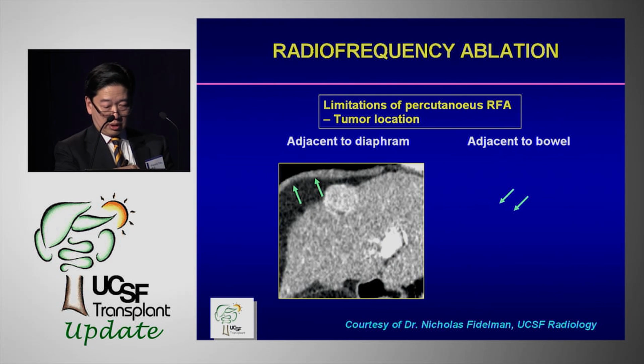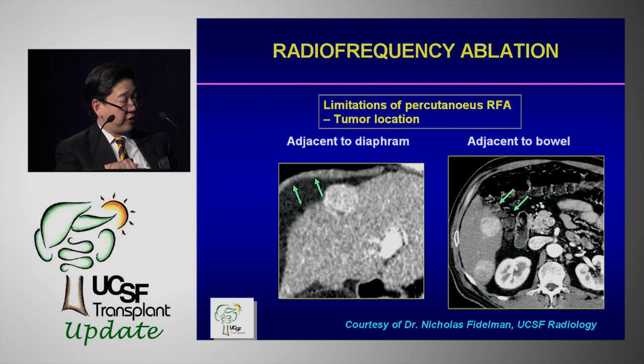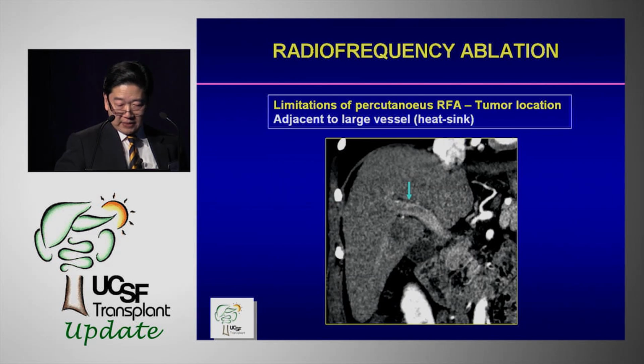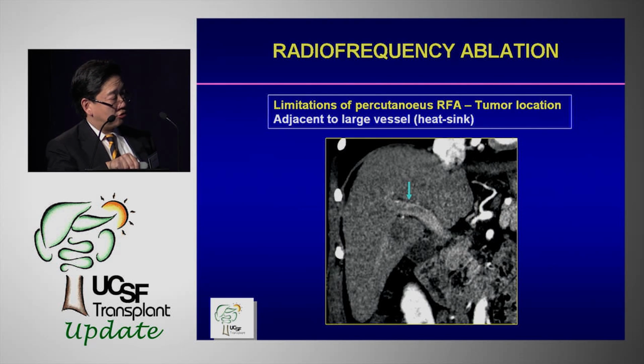And other locations are not as favorable. For instance, the tumor here is very close to the stomach or intestine, so you don't want to burn a hole in somebody's bowel. And here, very close to the diaphragm, the patient would not be very happy if you burn a hole in the diaphragm. So these are not ideal locations. And another situation is when you see a tumor very close to a large vessel, and this would create what we call a heat sink that would really diminish the effectiveness of radiofrequency ablation.